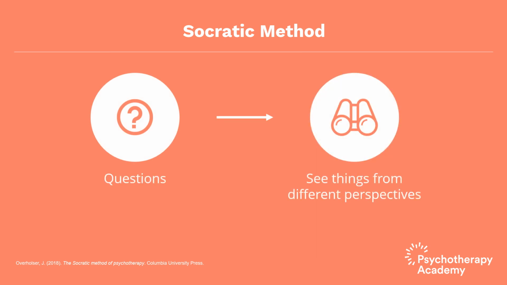And he was so good at this teaching style that he could actually get his students to the point of articulating the exact opposite viewpoint of where they started. And he simply did that by asking them question after question after question. To this day, we still call this technique the Socratic method. And it's still a great technique to use in counseling.